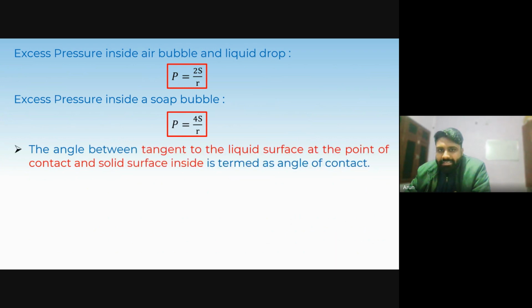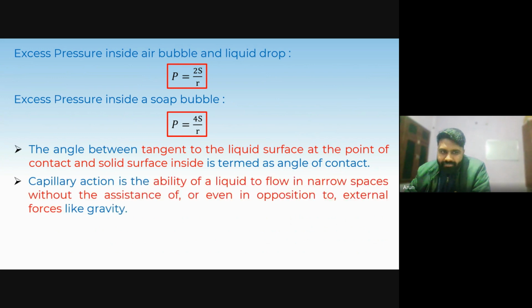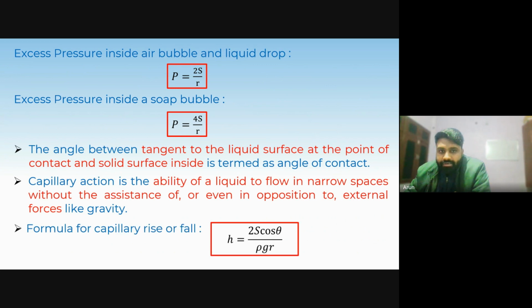Angle of contact is the angle between the tangent to the liquid surface at the point of contact and the solid surface inside the liquid. We have seen it. Capillary action, we have also seen it. And the formula for capillary rise and fall is 2S cos theta upon rho g r. So with this formula, I end this lecture and this chapter also.